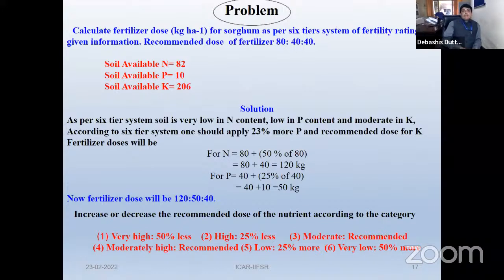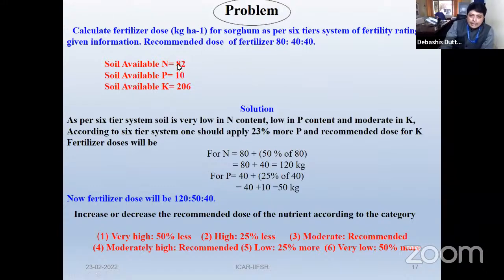Let's move to a simple calculation of how we calculate from our soil analysis report. We see the soil available nitrogen is 82, soil available phosphorus is 10, and soil available potassium is 106. This is the result, and you have to apply the recommended dose of fertilizer, 80:40:40. So how do we calculate the fertilizer or nutrient requirement of a production system?